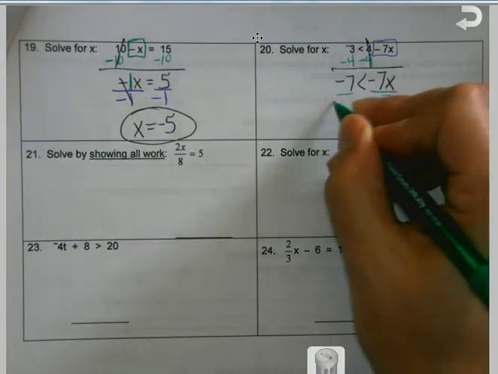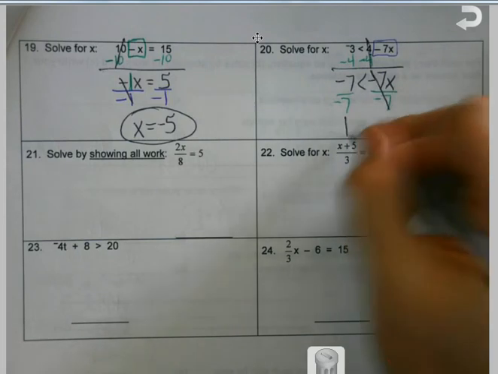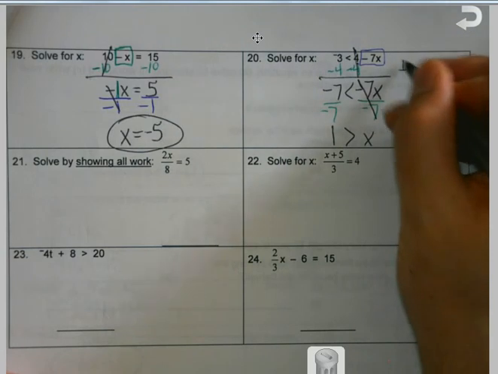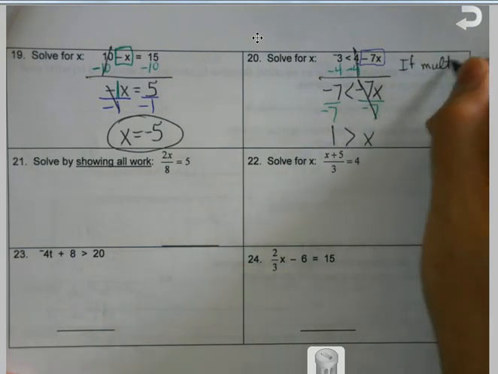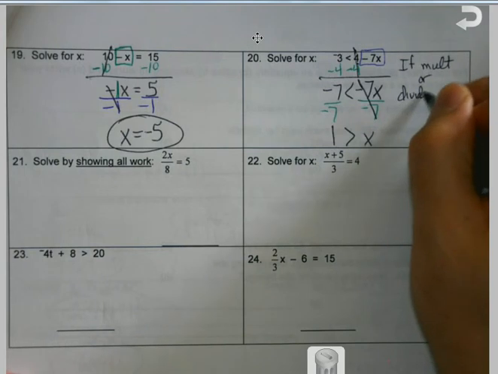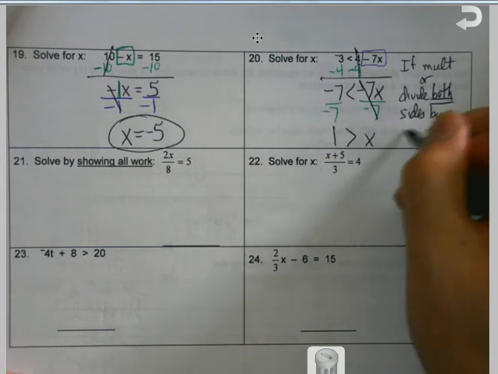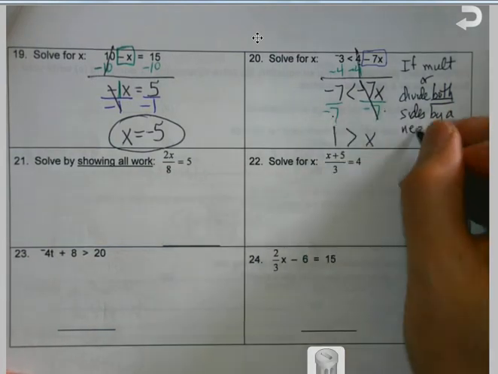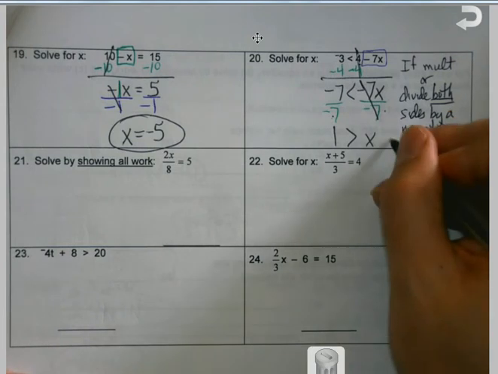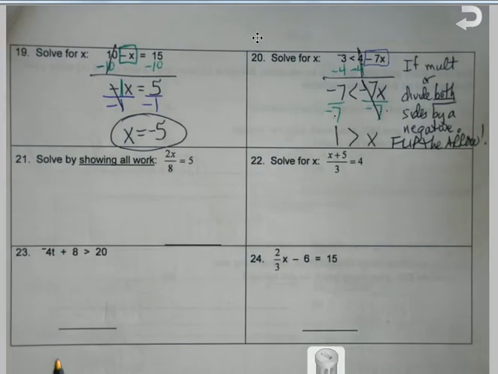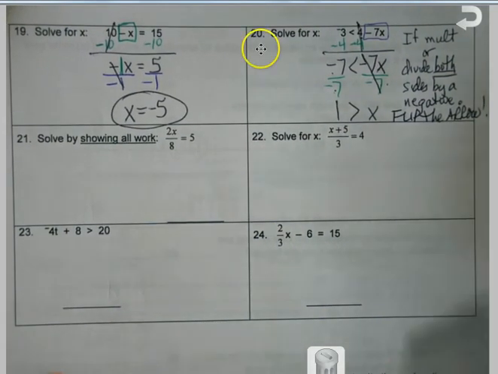Divide by it. Now here's the kicker, and we're going to put a note in here so we don't forget this. You're like, wait a minute, why is the arrow going the other direction? If you either multiply or divide both sides by a negative, and we did that right here, you have to flip the arrow. Okay, but only if I do it to both sides. If this were just -7 and that was +7 and I divide, I wouldn't flip it. Only if I do it to both sides. Then I got to give the arrow the old flipperooski.